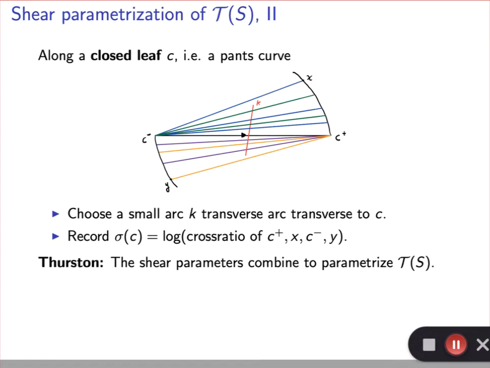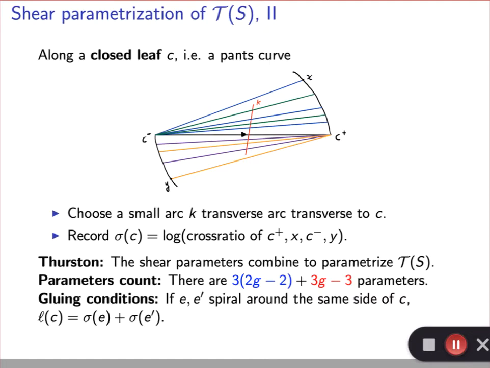Thurston proved that these parameters combine to give a parameterization of Teichmüller space. We have a little bit too many parameters. We have 9g minus 9, 3 on each pair of pants, and then 1 for each closed leaf. But there are gluing conditions. So if you have two open leaves that are parallel on the same side of a closed curve in the pants decomposition, then the length of the closed curve is the sum of the shearing of these two open leaves.